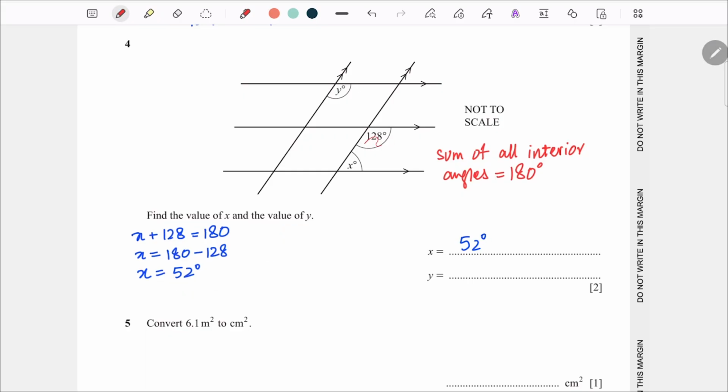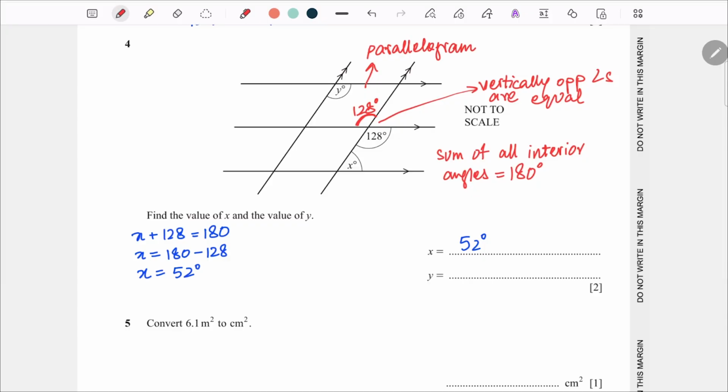Now by seeing the diagram, we can see that all lines are straight lines and parallel to each other. So this angle will also be 128 according to the rule of vertically opposite angles. Then this entire shape right here, because it is made up of parallel lines, it is a parallelogram. And as it is a parallelogram, we know that opposite angles are equal to each other. So y will be 128 degrees.